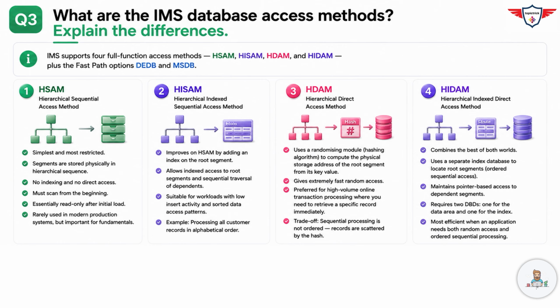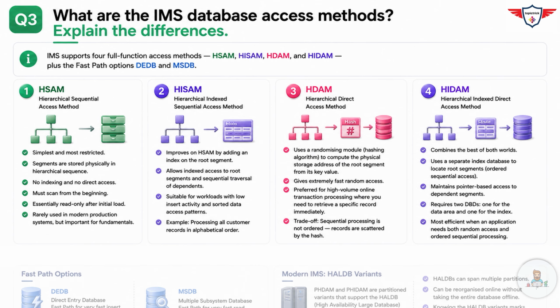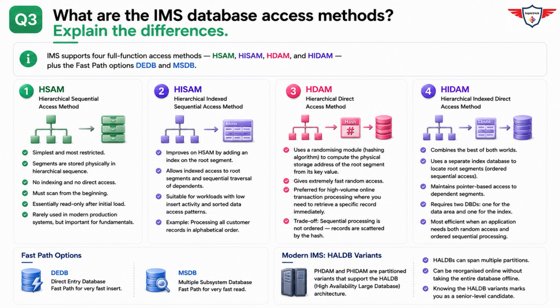Now the next one is hierarchical index direct access method, or HIDAM. It actually combines the best of both worlds. It uses a separate index database to locate the root segment, giving ordered sequential access while maintaining pointer-based access to dependent segments. HIDAM requires 2 DBDs, one for the data area and one for the index. It is the most efficient choice when an application needs both random access and ordered sequential processing.